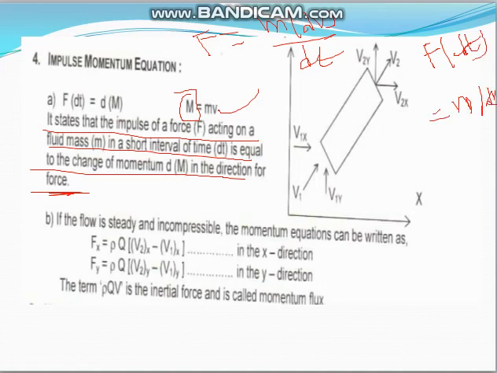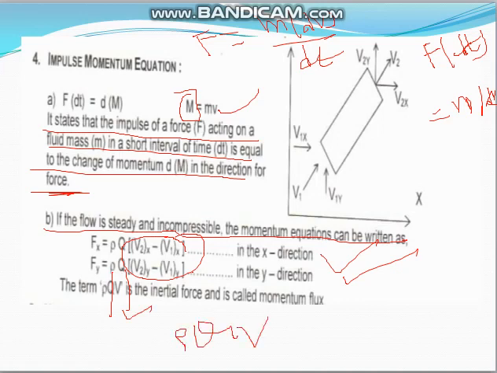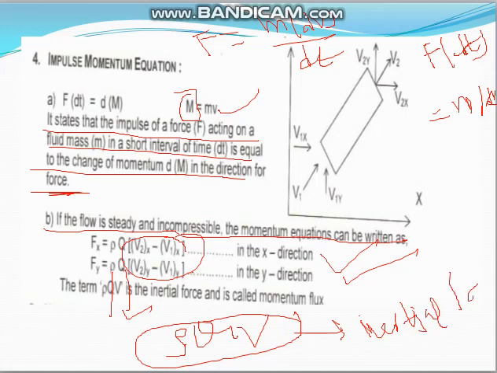Okay, if the flow is steady and incompressible, the momentum equation can be written in the x direction and in the y direction as rho Q (v2x minus v1x) and rho Q (v2y minus v1y). This is the change of velocity. Okay, so this is the density and discharge. The term rho Qv is nothing but the inertial force, a product of density, discharge and velocity, and it is called the momentum flux. Okay, this is the impulse momentum equation.